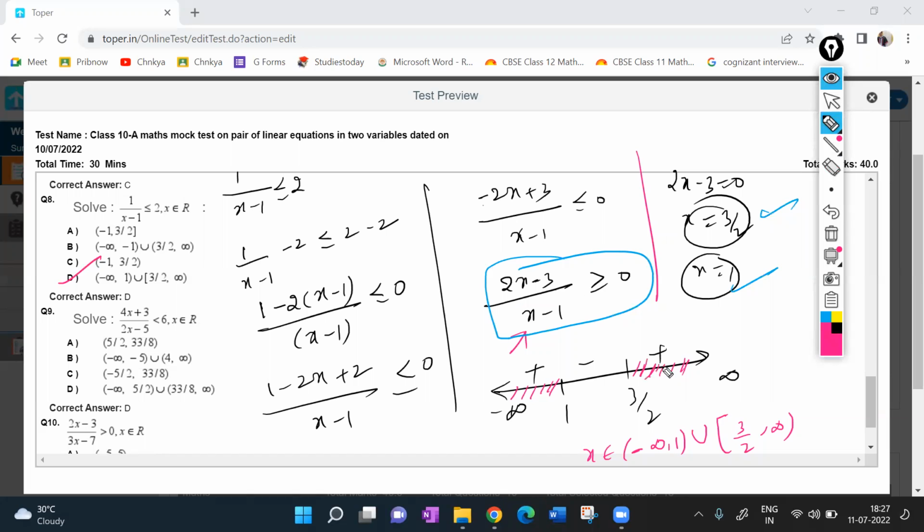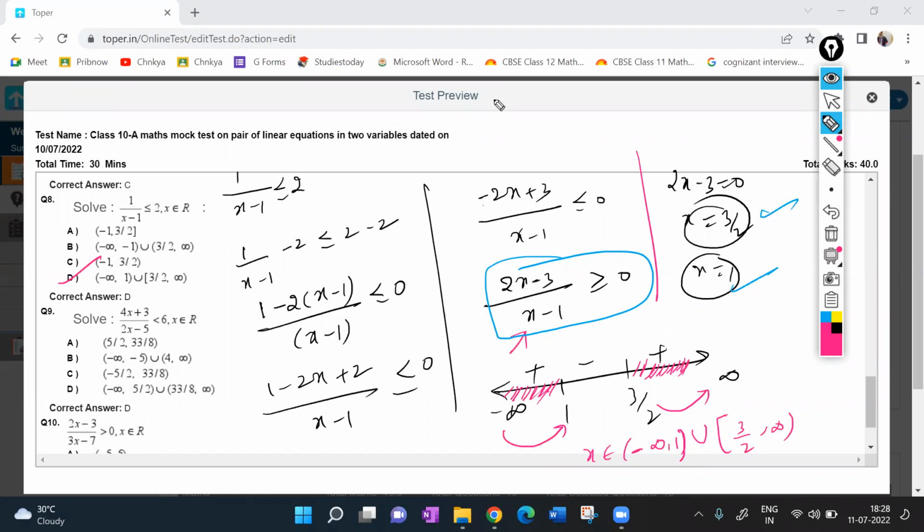These are the regions I need. So from minus infinity to 1 union 3 by 2 to infinity. This is what it is. Correct? Why an open bracket at 1? Open bracket is nothing but we are not including 1.